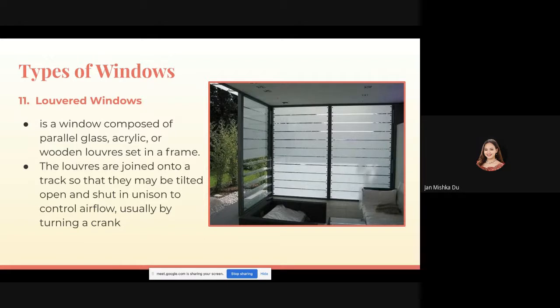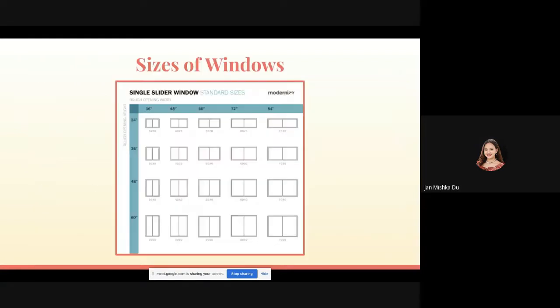For the louvered windows, this window is typically seen in Filipino homes, and it is a window composed of parallel glass, acrylic, or wooden louvers set in a frame, and these louvers are joined onto a track so they may be tilted open and shut in unison to control airflow, usually by turning a crank. Next slide, please. So the next slide shows the standard sizes of windows.